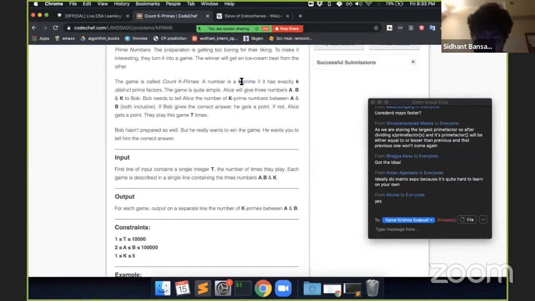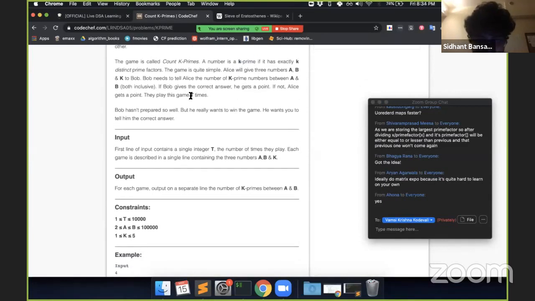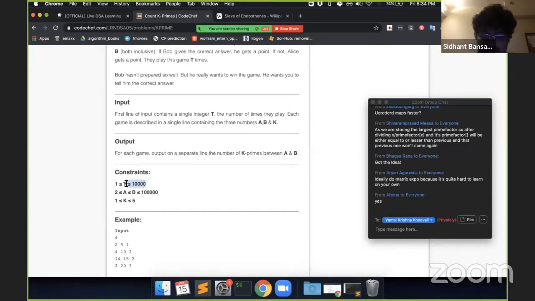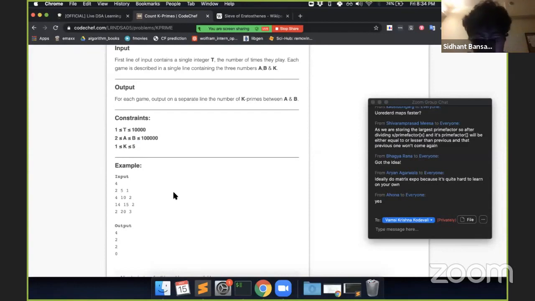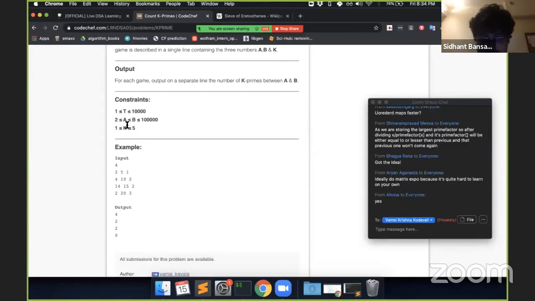Right? That's the question, and T test cases. So you're given a lot of test cases. It's expected that you solve each test case pretty fast, like O(1), maybe O(sqrt n), basically O(1) or O(log n) or something. Not much slower than that. Notice that k is less than or equal to 5.